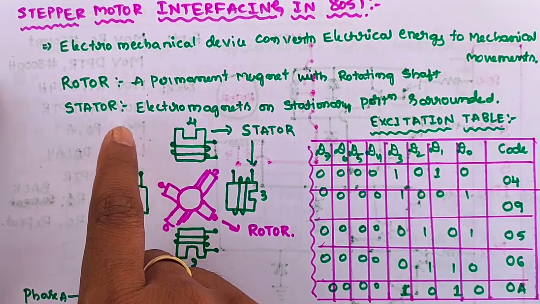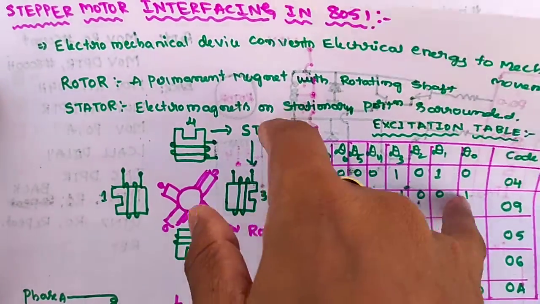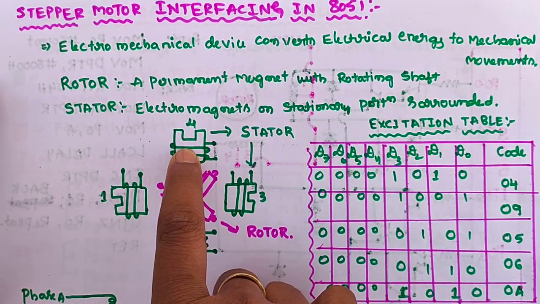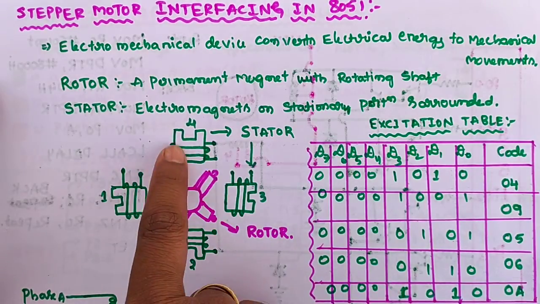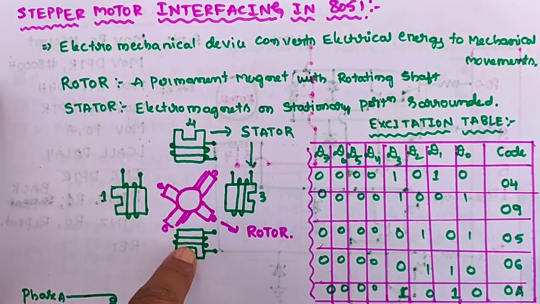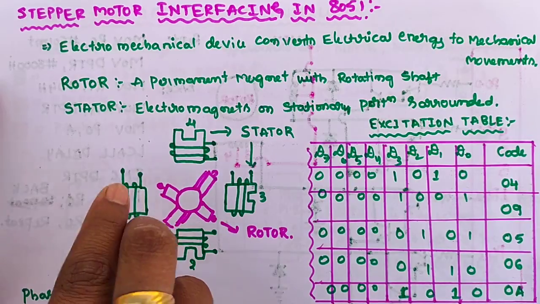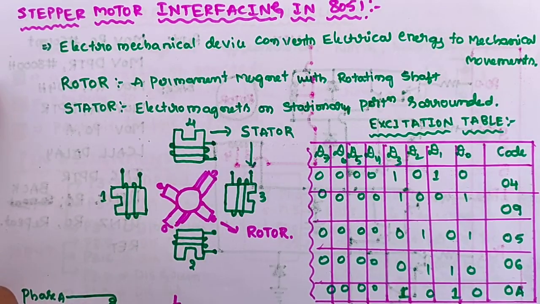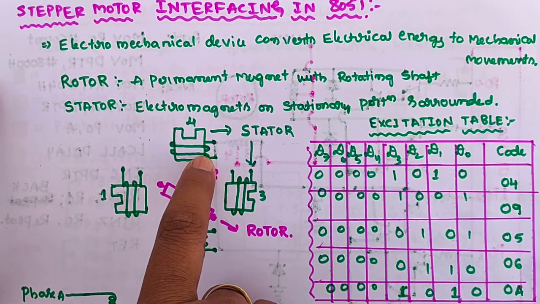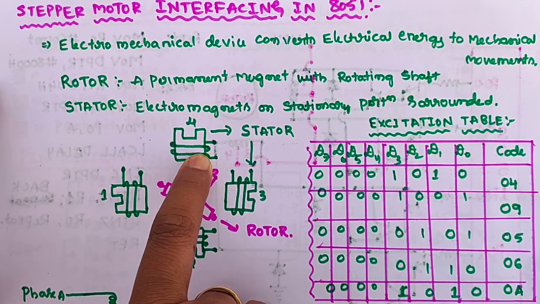Single phase depends upon the application of the electrical pulses. If I apply the electrical pulses to an individual electromagnet, we call that a single phase. If we energize two electromagnets at a time, we call it a two phase stepper motor. So in a single phase stepper motor, I need to energize any one electromagnet at a time.